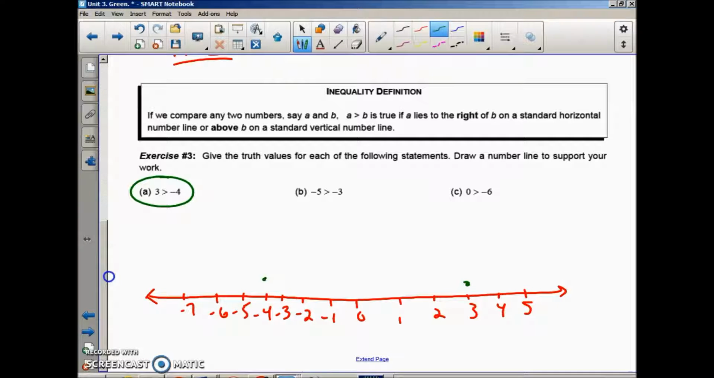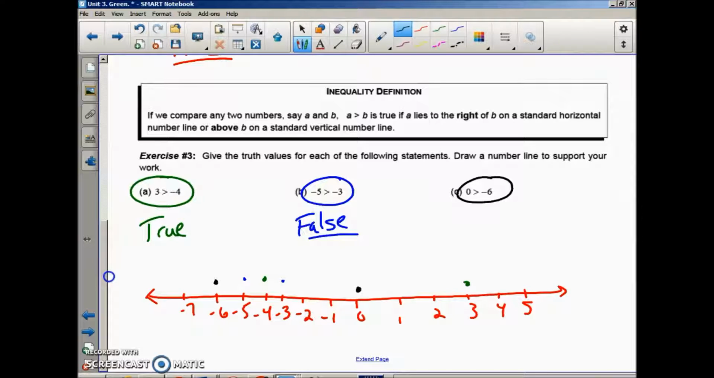So green dot here, 3 and -4. It is true that it's greater than -4. Blue dots here. This one's false. -5, although a bigger number, it's negative, so that's actually less than 0 and -6, and that's true.